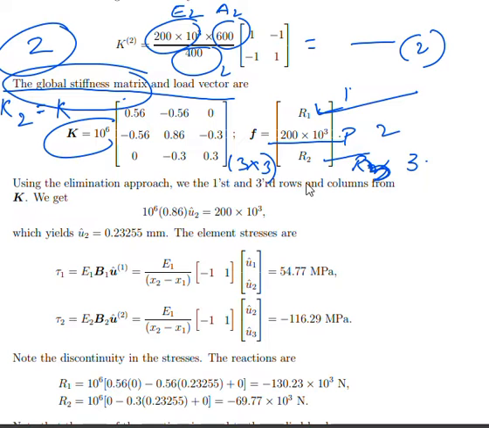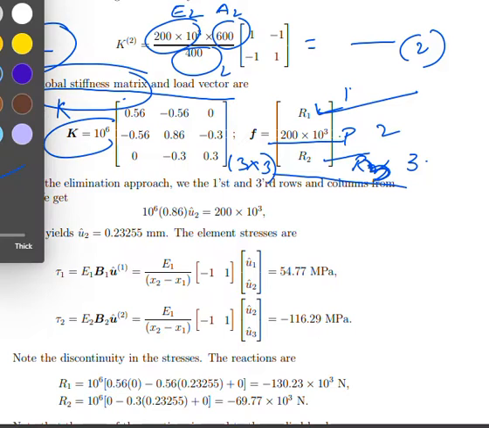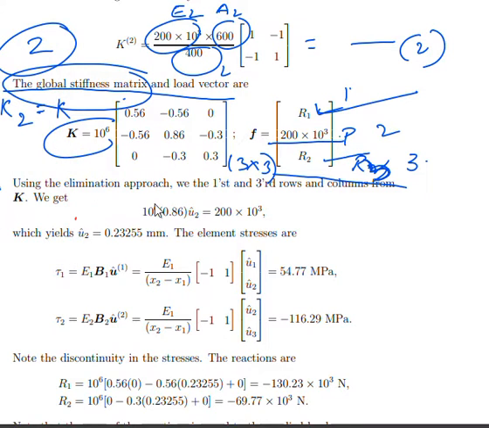This is very important to understand, because these are the basic steps which you have solved in many problems. But especially in this video, we are differentiating between the elimination method and the penalty approach method. That is very important to understand. Now just concentrate here. I will explain using the elimination method, where we eliminate the first and third rows and columns.